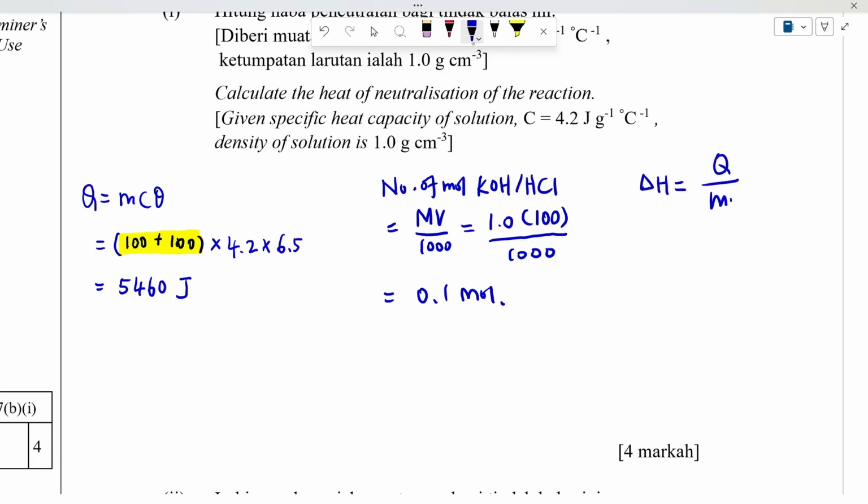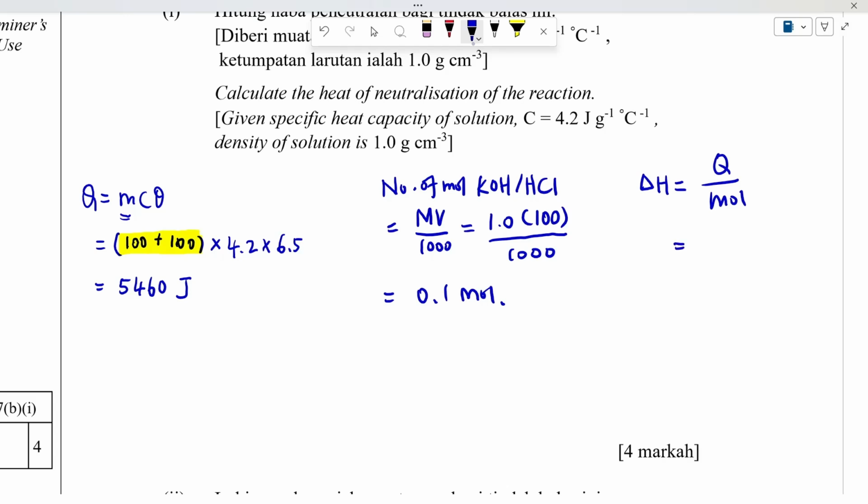Q over the mole. Find the mole. If number of mole, we focus on one solution only, either acid or alkali. The one we add together is only for Q equals mc theta, because both solutions have already mixed together. Okay? Please ask if you are not sure.